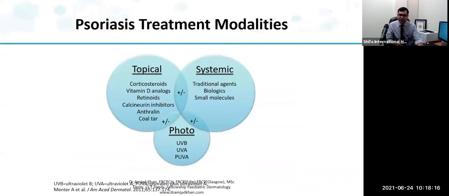So again, topical agents: steroids, vitamin D analogs, retinoids, calcineurin inhibitors. These are all present in Pakistan to my knowledge. Coal tar products, yes. Anthralin, I'm not sure. I haven't seen anyone using them, but I'm sure it will be available if further looked into. Systemic agents, most of them are available here. We'll talk through them as well. Biologic agents, 1 or 2 are available in Pakistan, not all of them. And phototherapy, it's available depending on the locality where you are.